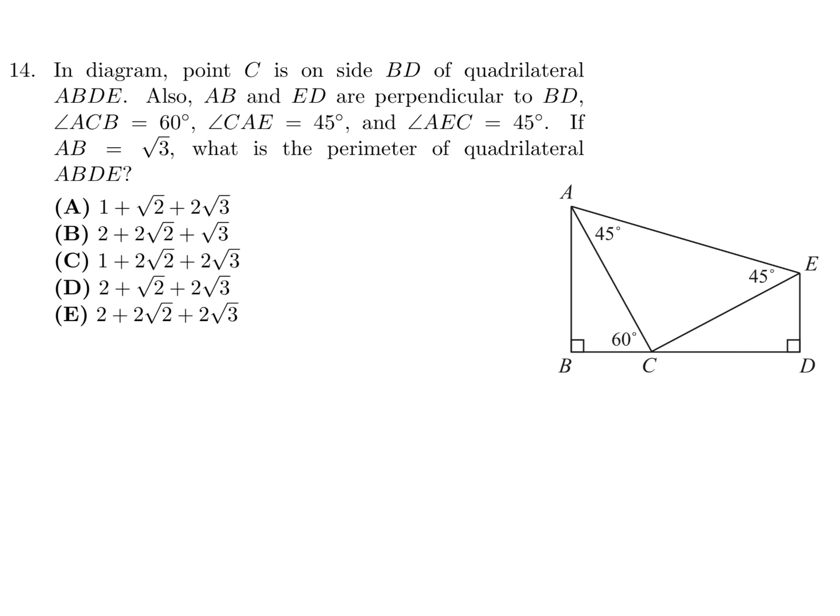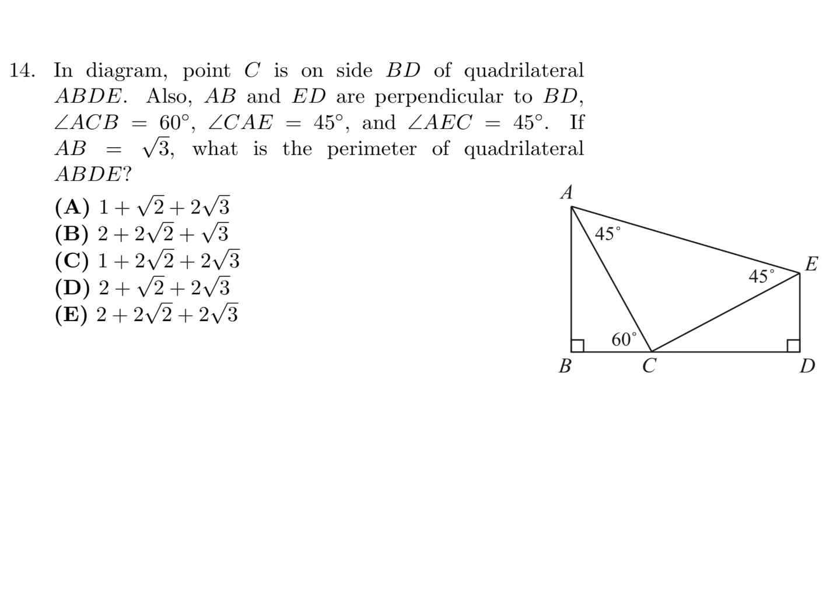In the diagram, point C is on side BD of quadrilateral ABDE. Also, AB and ED are perpendicular to BD. Angle ACB is 60, angle CAE is 45, angle AEC is 45. If AB is root 3, what is the perimeter of quadrilateral ABDE?